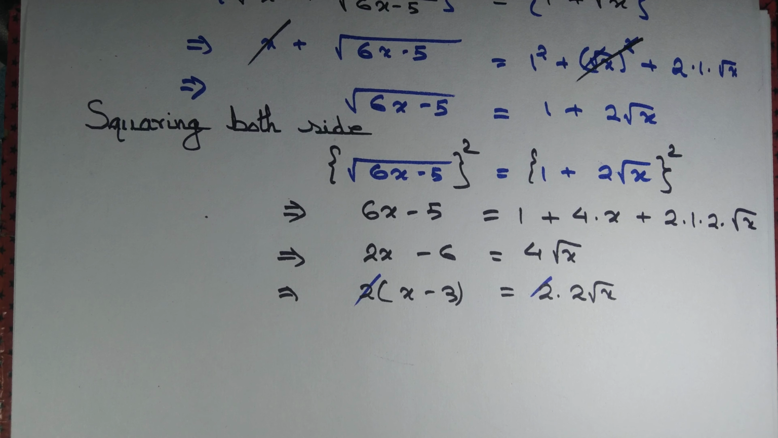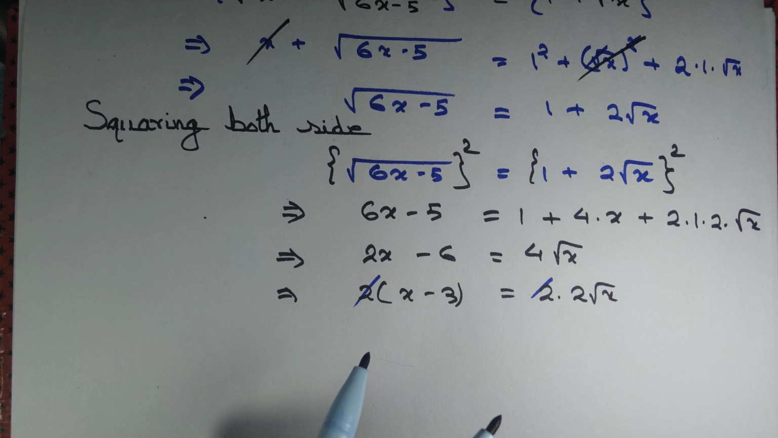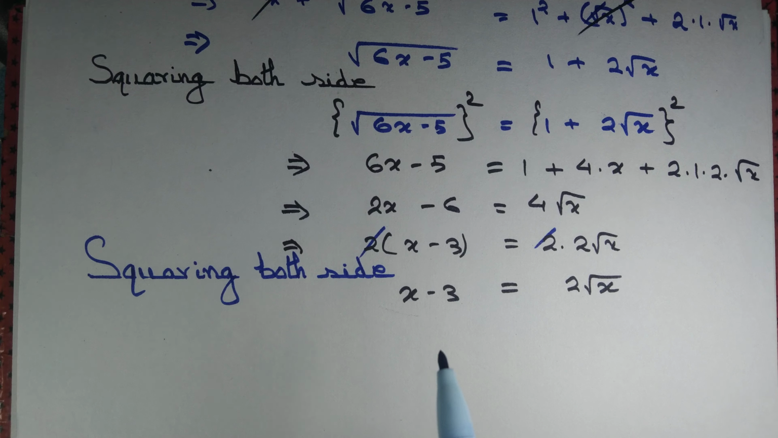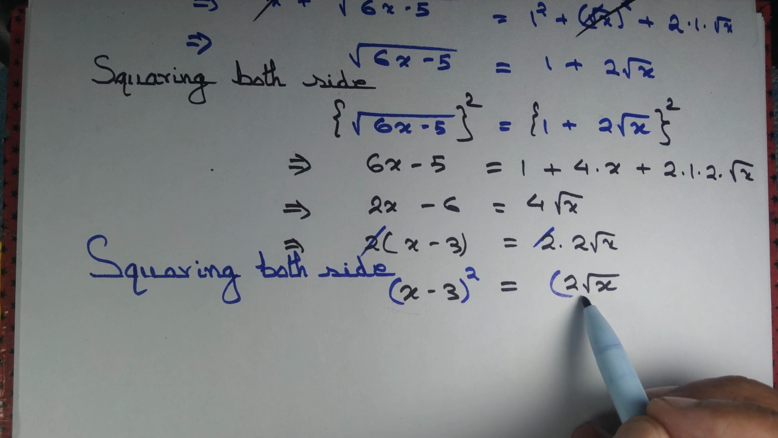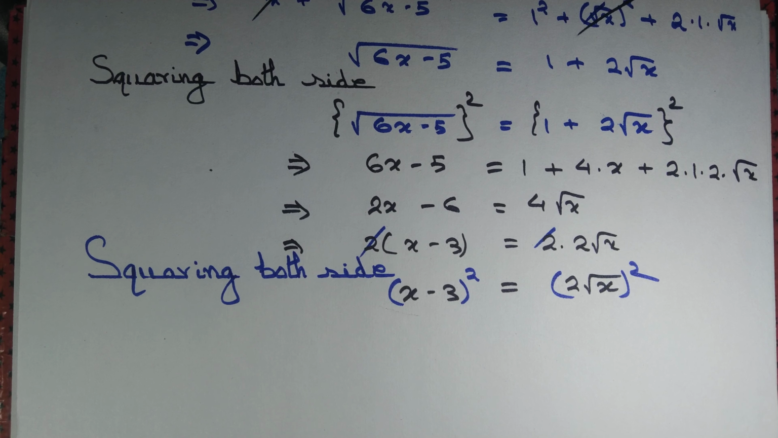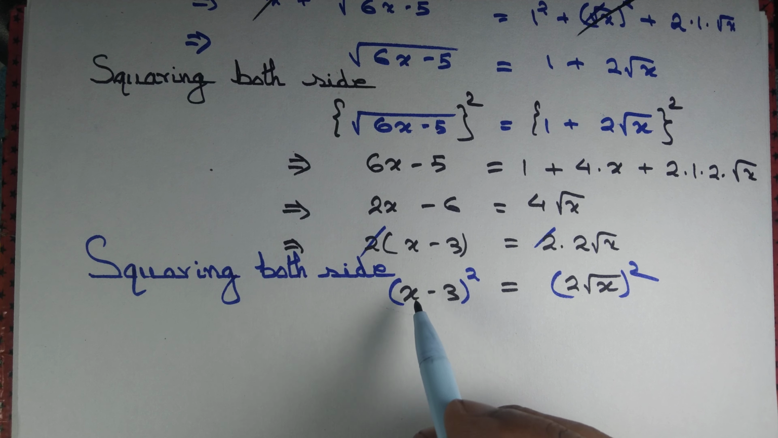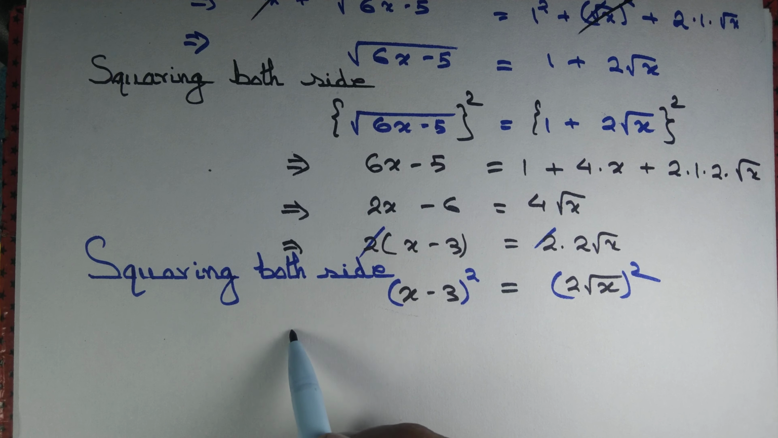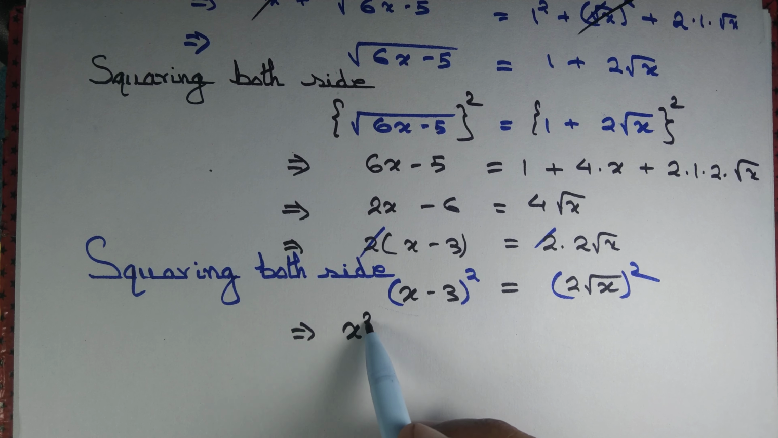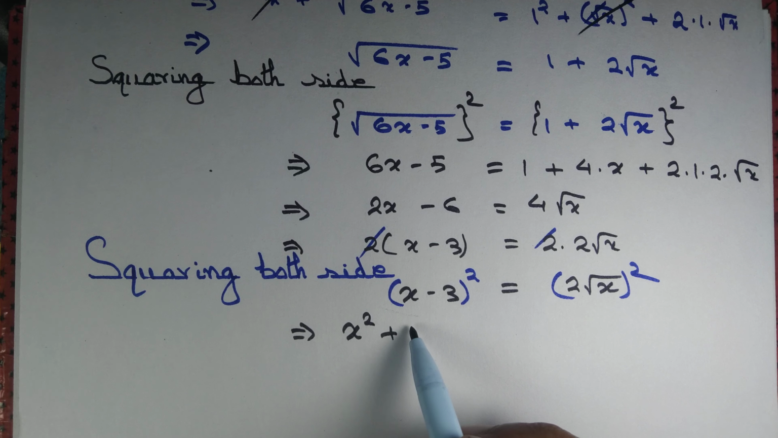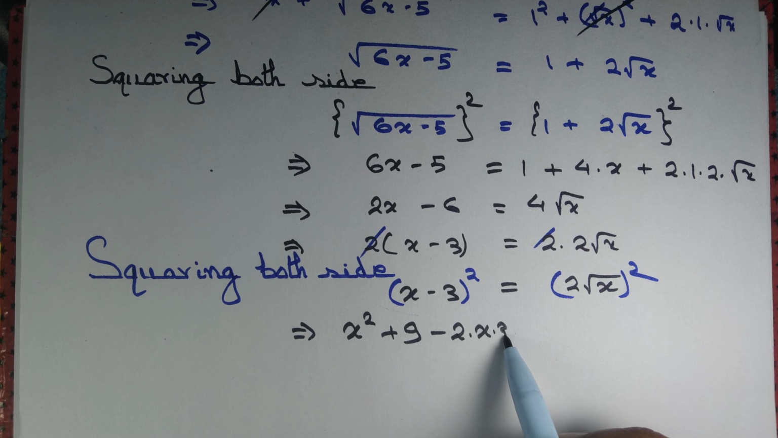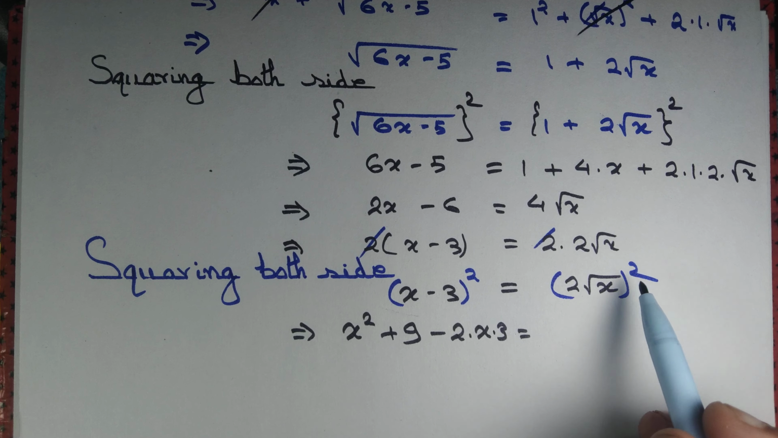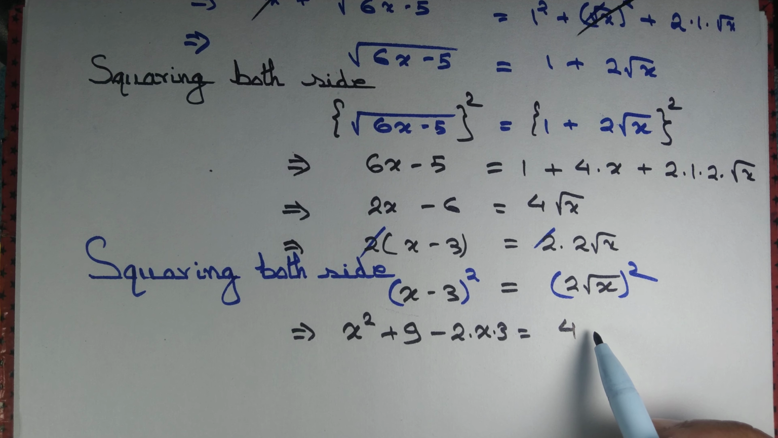Okay, now we square it for the last time. So we square it both sides, so left hand side is squared and so does right hand side. Now x minus 3 whole thing square, that's an expression of the type a minus b whole thing square, that's equal to a square, so x square plus b square, 3 square is 9, minus 2ab, 2 into x into 3 equal to 2 square is 4, root x square is x.